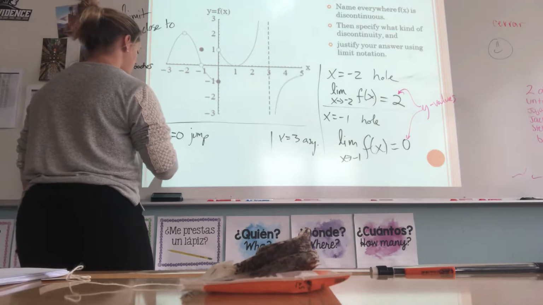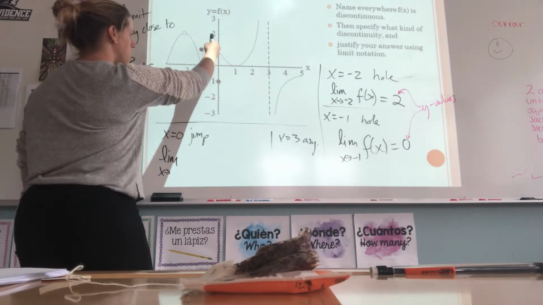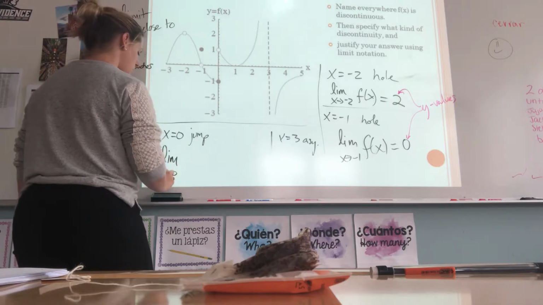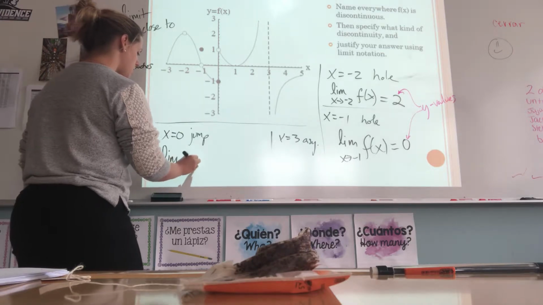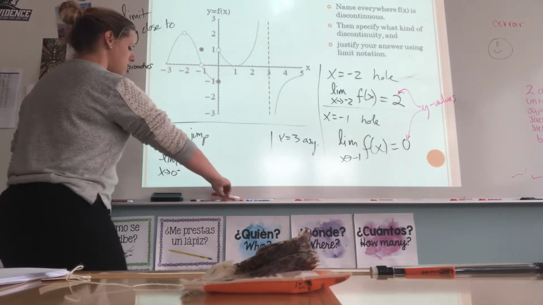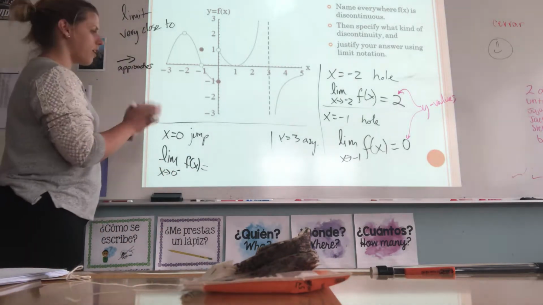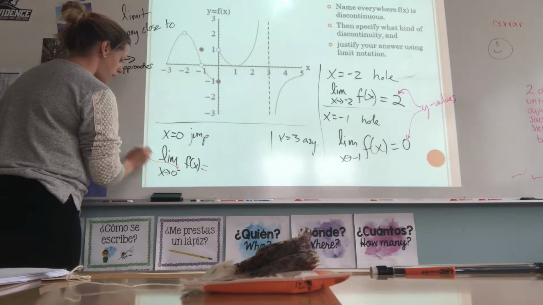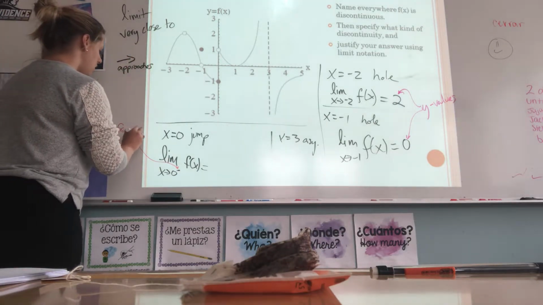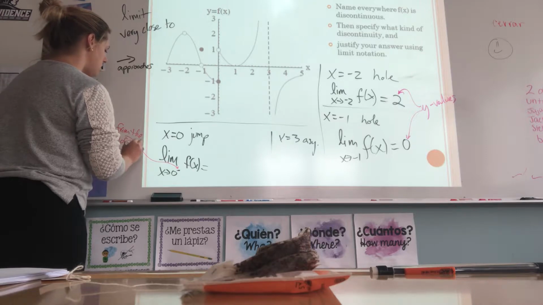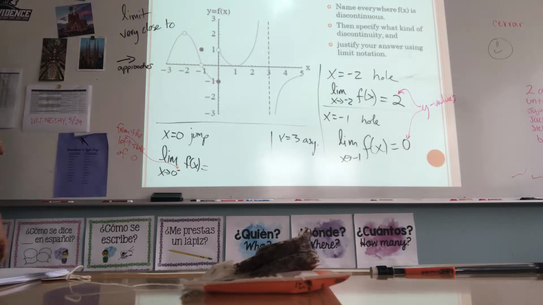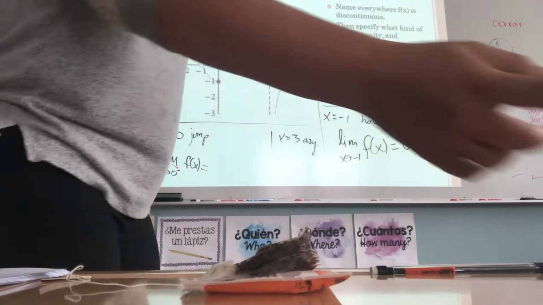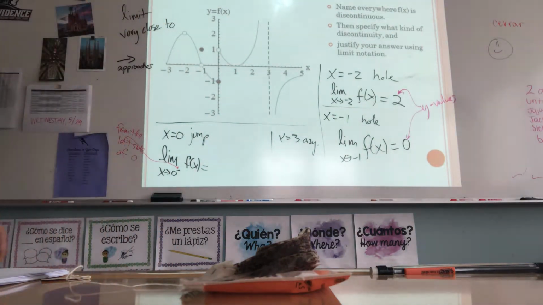So what's the limit as x approaches 0, the x value is 0, from the left side? That little minus means from the left side of, in this case, 0. It's getting harder. This is the last hard thing, but it's pretty hard. Left side of 0.